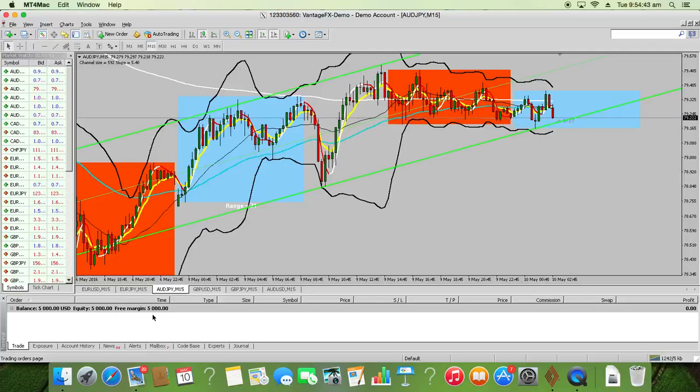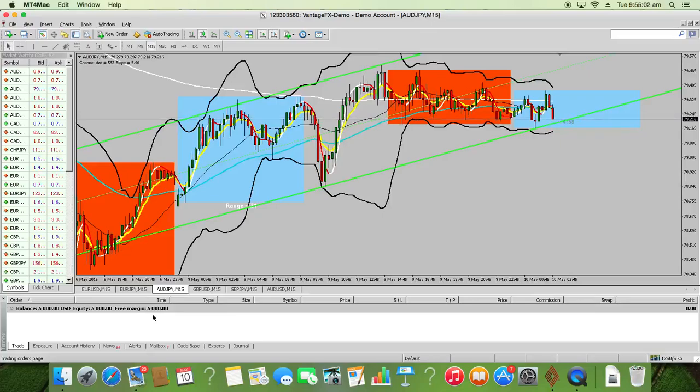The broker will set aside 2% of your account to ensure that you're able to meet any losses that are incurred. Now, let me correct myself there. This is not necessarily 2% of your equity balance.